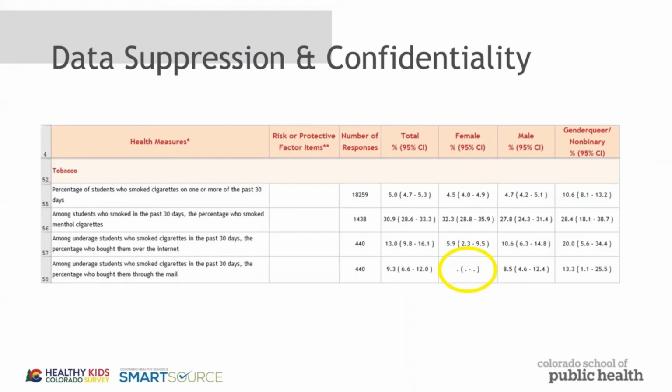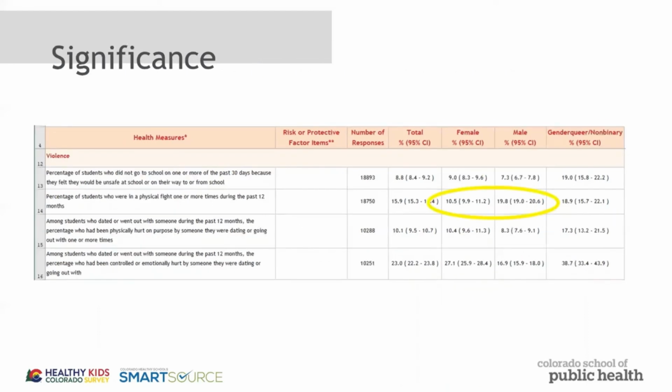Here on the slide, we're showing an example of suppression in the By Gender tab. When data is suppressed, a period is shown instead of a number. In the screenshot, you can see that data for female students who bought cigarettes in the mail is suppressed to protect student confidentiality. You may also notice the total number of responses in this row is lower. This is because only students who responded yes to smoking cigarettes in the past 30 days were asked this follow-up question. Now let's talk about significance and confidence intervals.